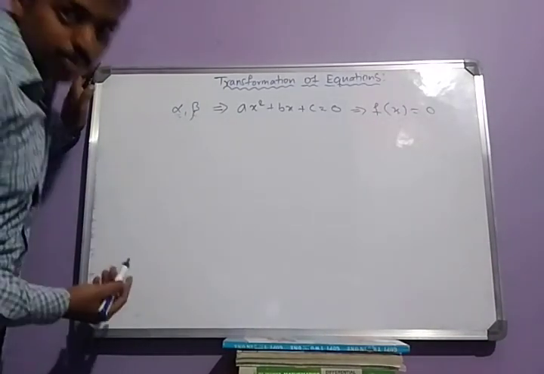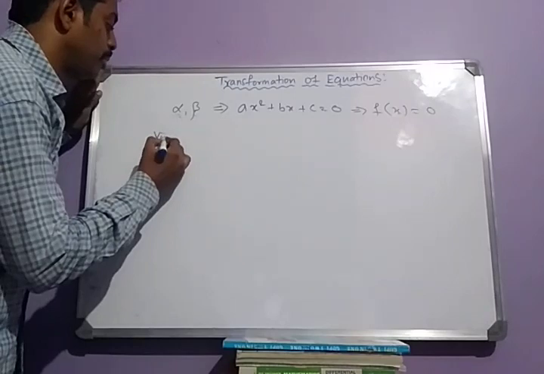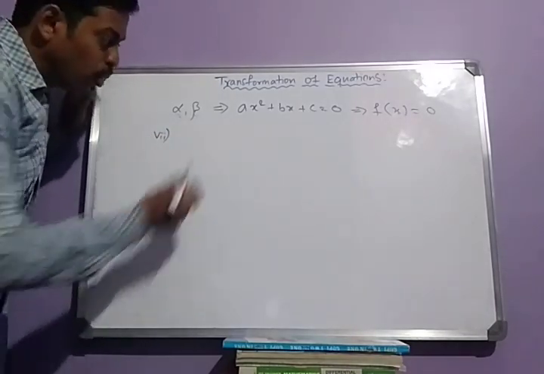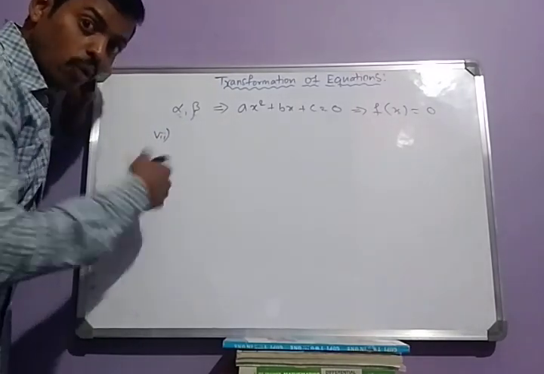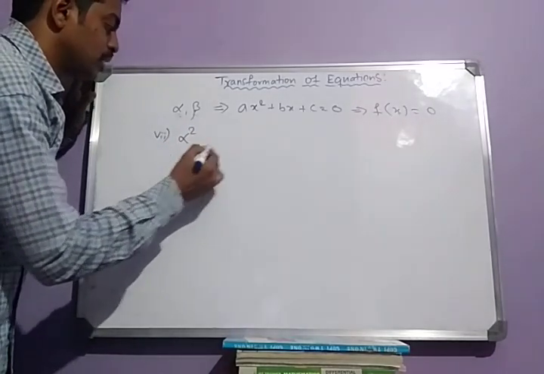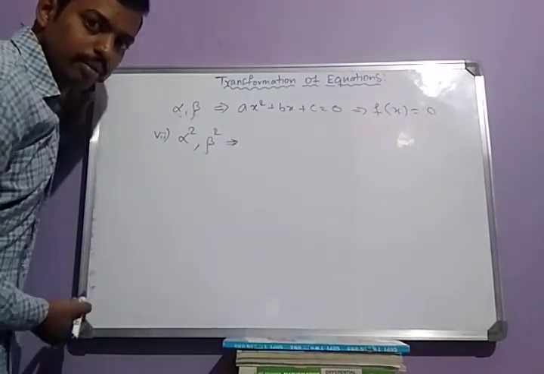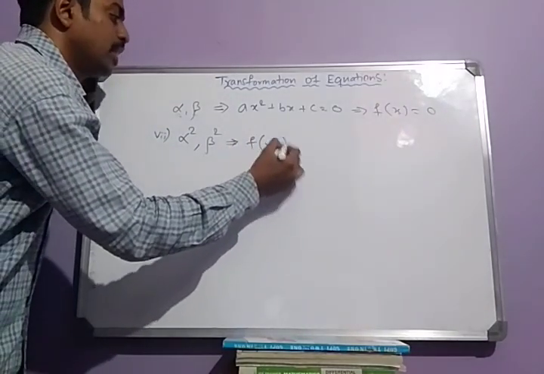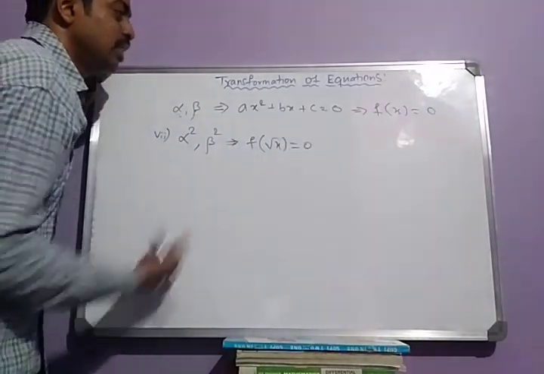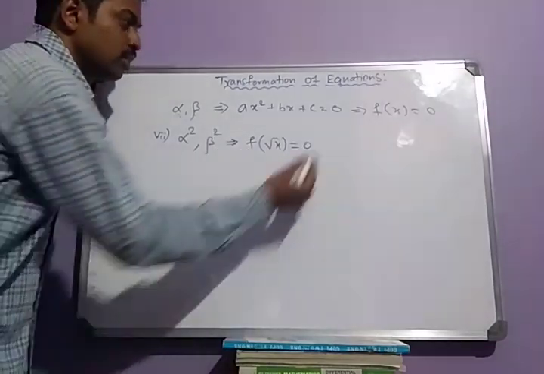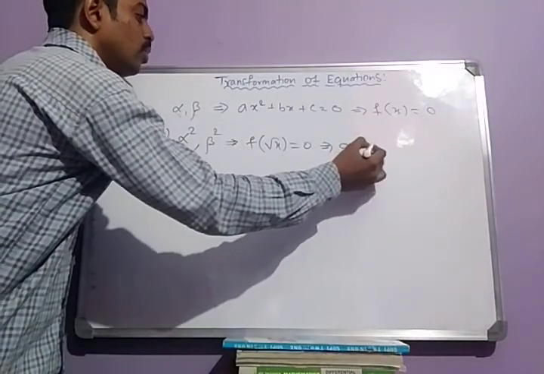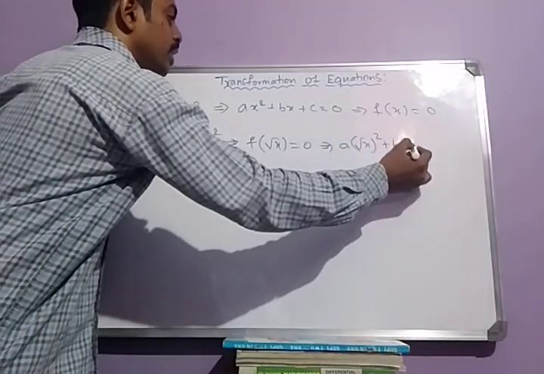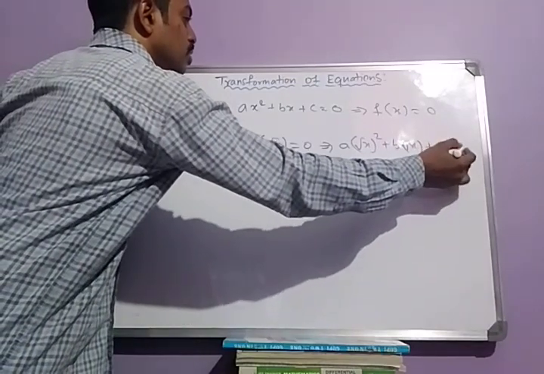And then the next possibility, the seventh possibility probably. If both the roots alpha and beta are squared, what happens? That means alpha becomes alpha square and beta becomes beta square. Then f of x is equal to 0 is changed as f of root x is equal to 0. That means in place of x you are supposed to take root x. A into root x whole square plus b into root x plus c equal to 0.